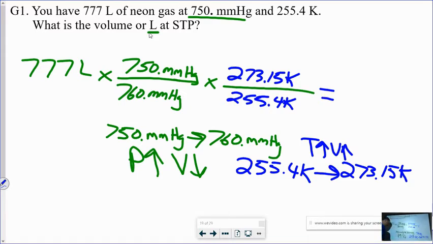Okay, and I'm going to crunch those numbers. When I crunch those numbers, I get an answer of 820. To get the correct sig figs, I have to put a decimal point there, and that's going to be liters. So the K's cancel out, the millimeters of mercury cancel out. We're left with our label in liters, and that's how we would go about doing that problem.